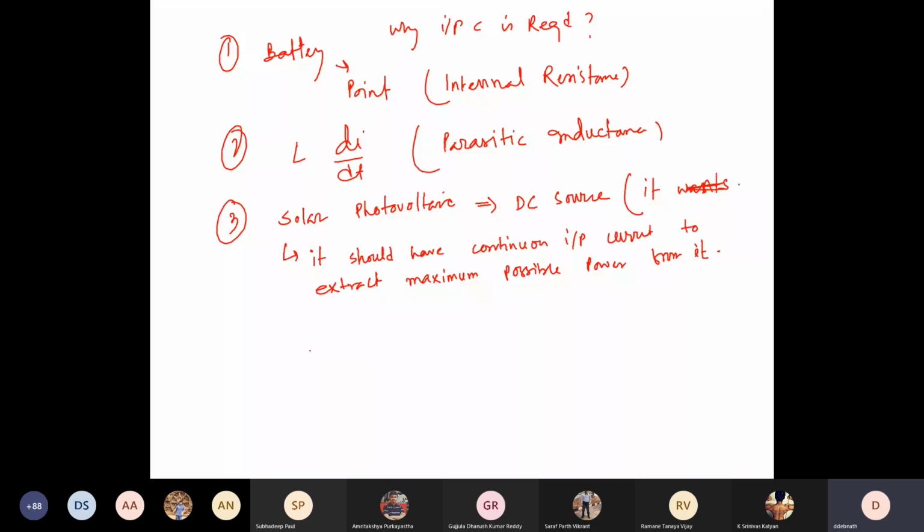Basically, if I want to draw the IV characteristics of a solar cell, remember why I'm talking about solar cell? It is a renewable energy and it is a hot topic now. Okay, this is I versus V. The solar cell IV curve looks something like this. Okay, and its PV curve looks something like this.